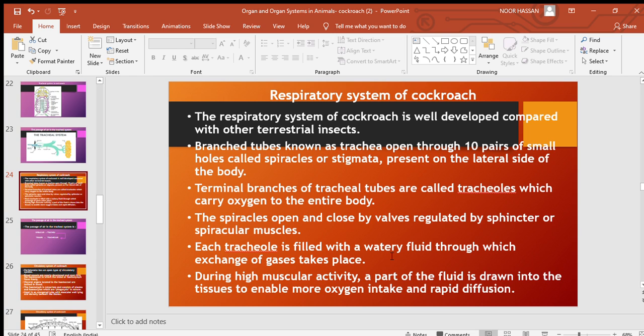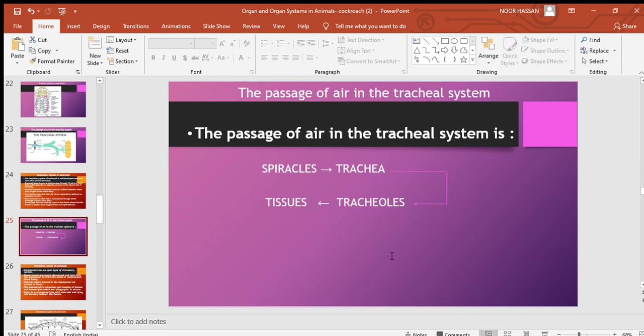And during high muscular activity, a part of the fluid is drawn into the tissues to enable more oxygen intake and rapid diffusion. Okay, this is all about the respiratory system in cockroach. So this is also to show the passage.